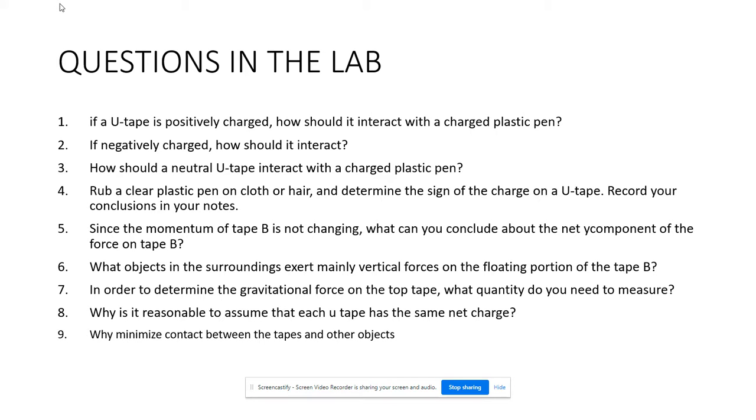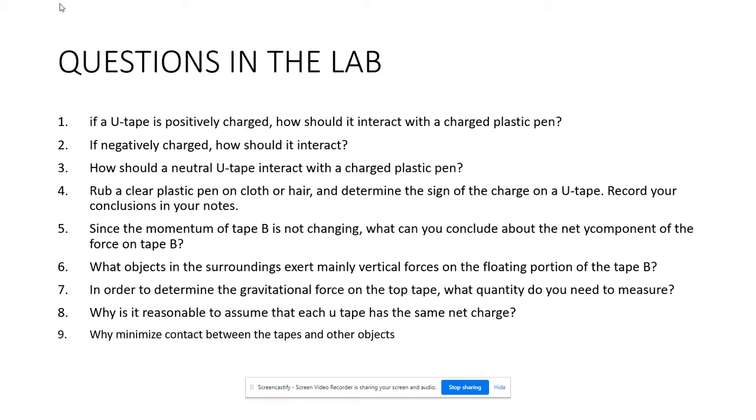Some additional questions in the lab are as follows, and I will answer them now. Number 1, it should attract because the pen will be negatively charged. Number 2, if the tape is negatively charged, then the negatively charged pen will repel the electric tape. Number 3, the induced dipole will cause attraction. Number 4, the tape is positively charged, it attracts the pen and repels the glass rod. Number 5, it's in the positive y direction and moves up, away from the tape that is below it. Number 6, the earth and the tape below it.